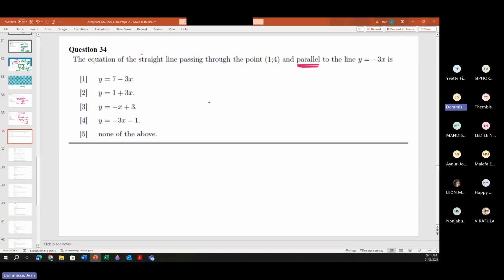So the equation of a straight line passing through the point (1, 4) and parallel to the line y = 3x. And so if I've got the line y = 3x, and I look for a line that is parallel to that, my line that is parallel to this would be equal to minus 3x plus c.